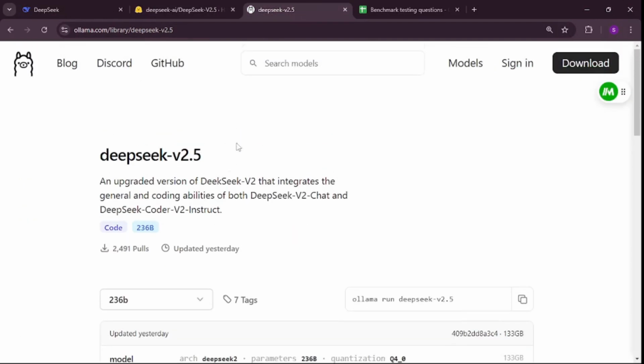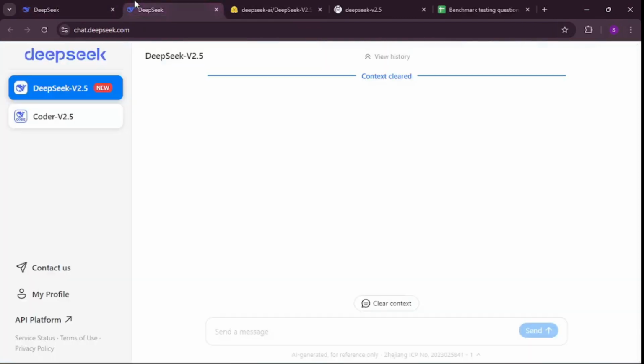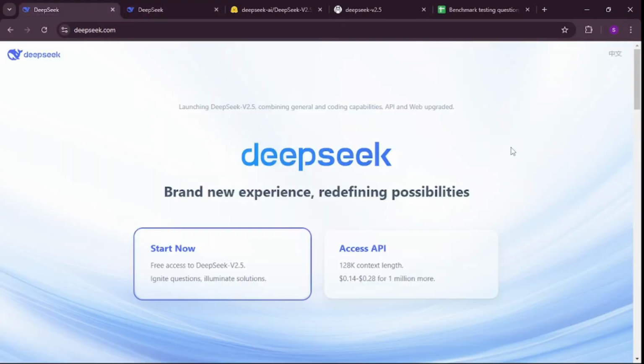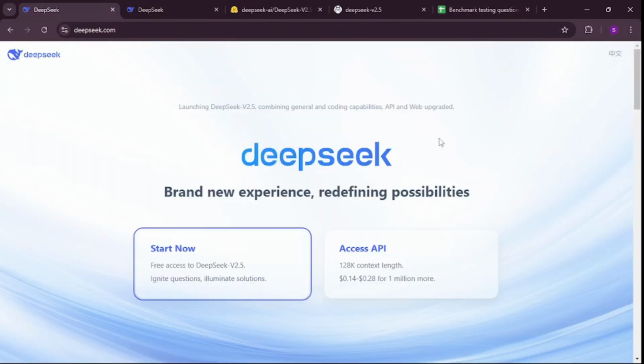But in this video, we're not going to install this locally, but actually go to DeepSeek's web app, which is going to look something like this. So without further ado, let's dive right into the video and test this amazing model using our benchmarks and see whether their claims are accurate or not.